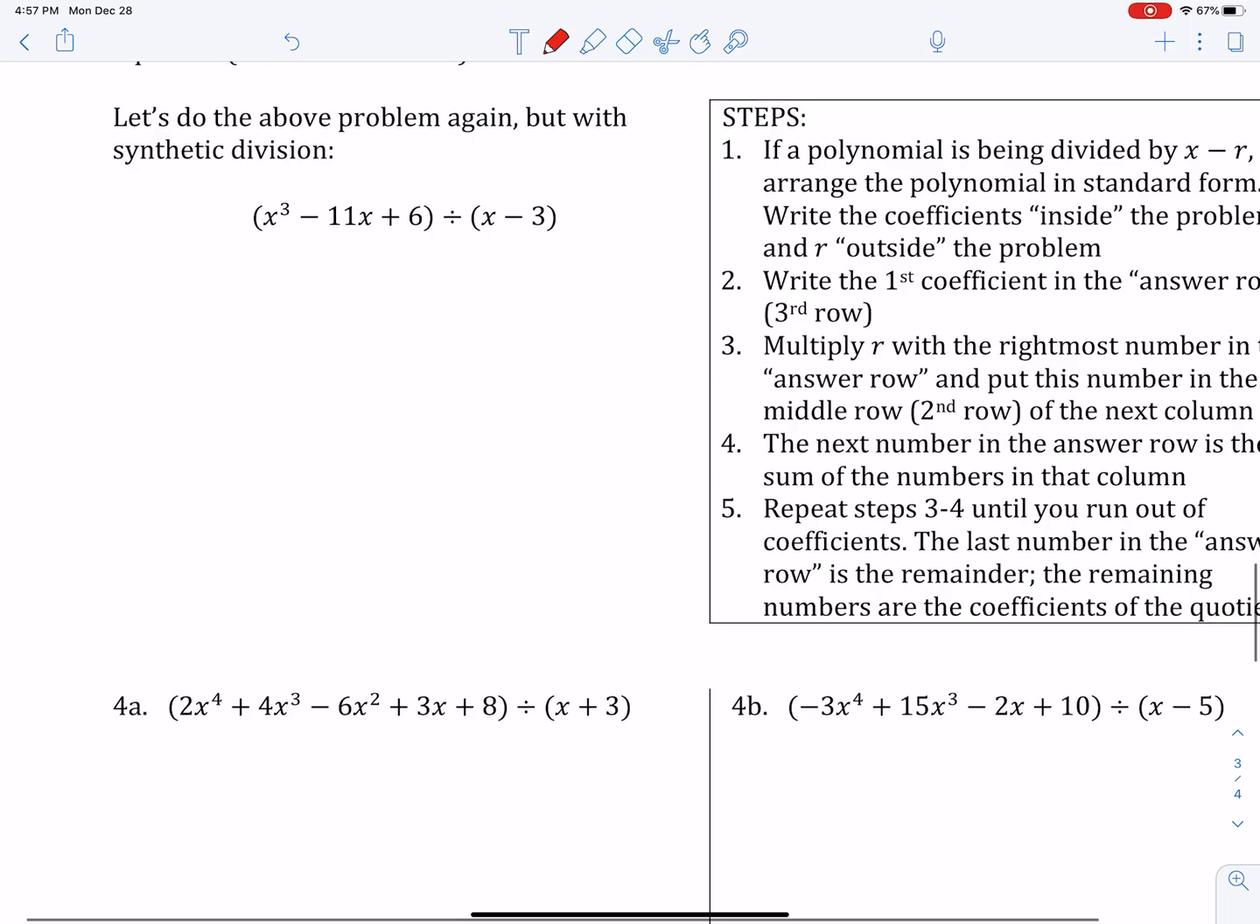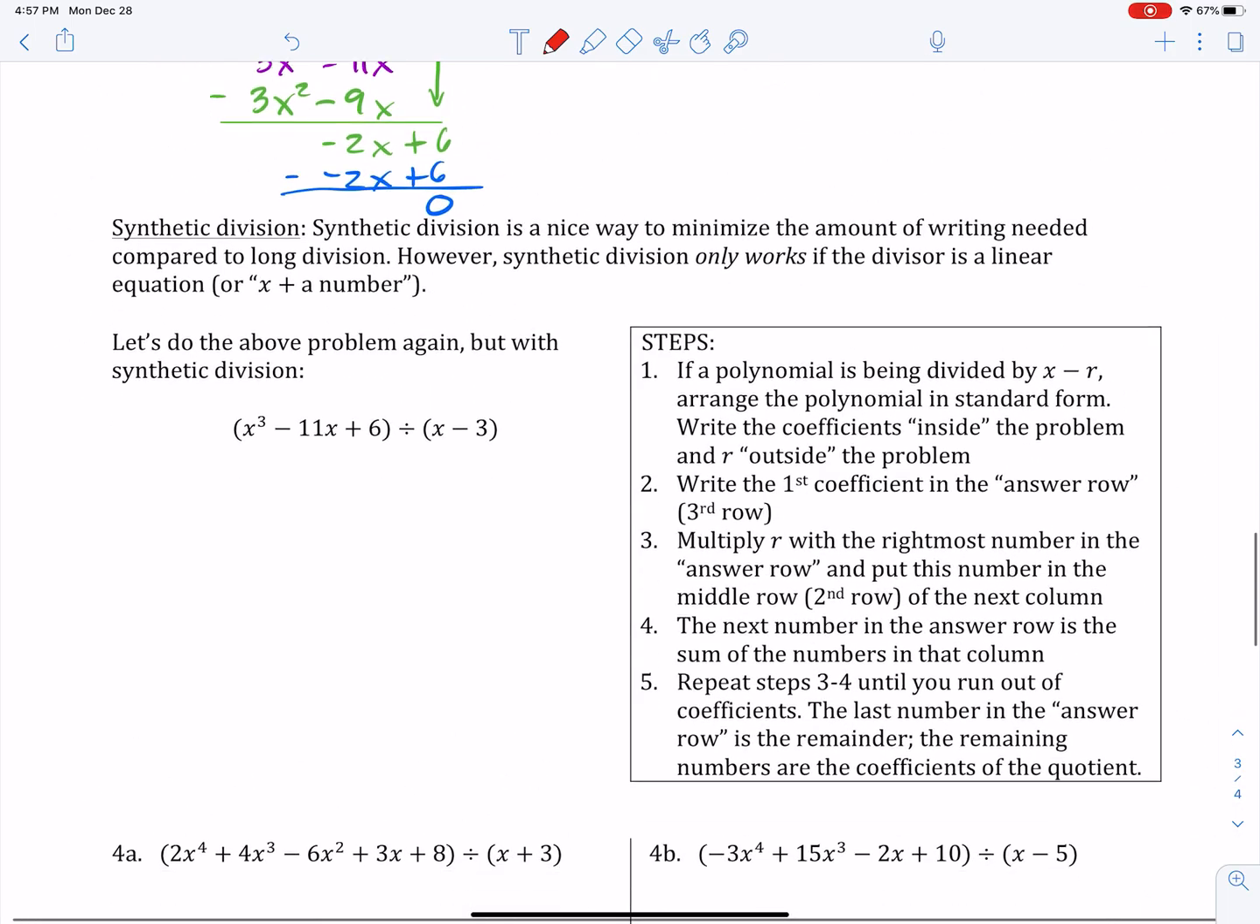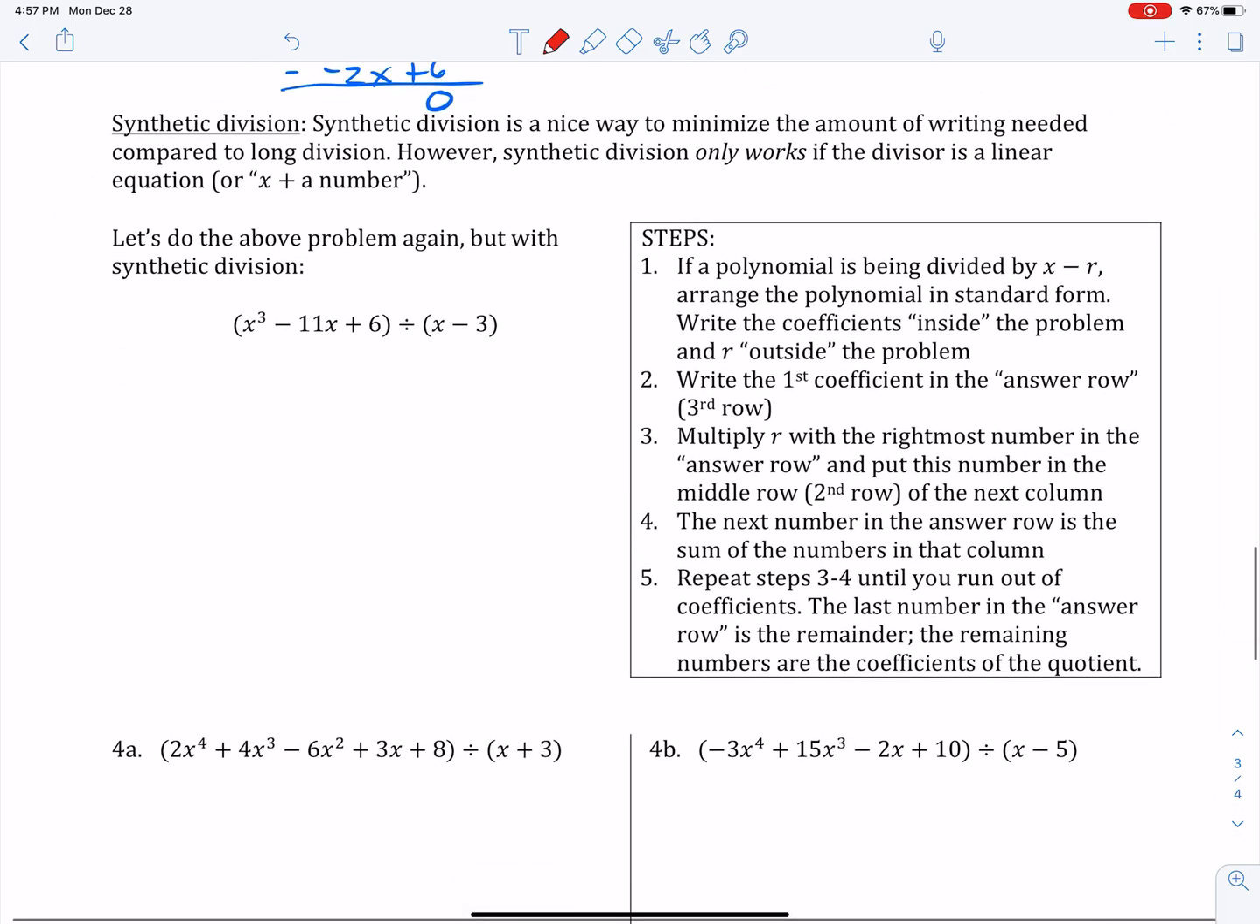Okay, so now we're doing something new here. We have a lot of writing, but there are steps that are supposed to help you. What we have here is synthetic division. Synthetic division is a nice way to minimize the amount of writing needed compared to long division. That is true. However, synthetic division only works if the divisor is a linear expression, x plus a number.